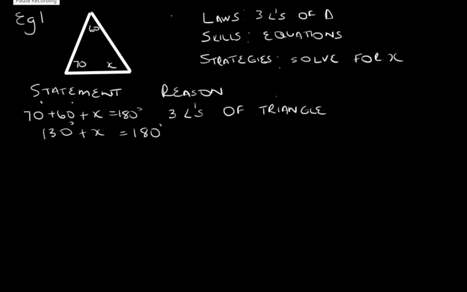So here we can say that 70 plus 60 plus x will be equal to 180 degrees. And what's our reason? 3 angles of a triangle. 70 and 60 add up to 130. And what are we going to do now? We are going to say x is equal to 180 degrees minus 130 degrees. That will give us 50 degrees. So x will be equal to 50 degrees. Let's do another sum.